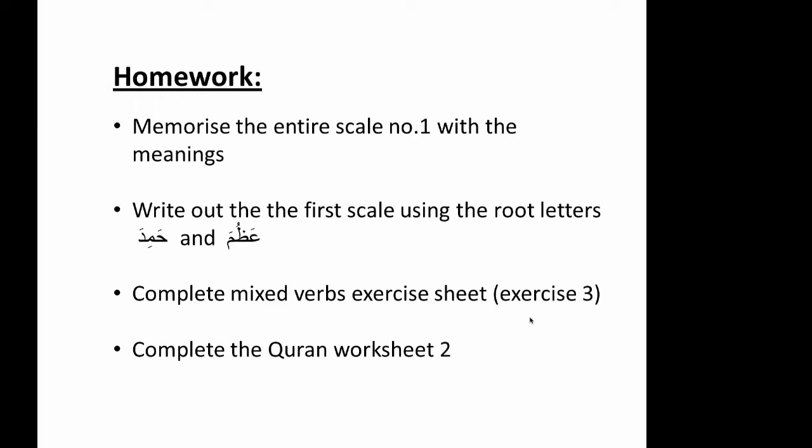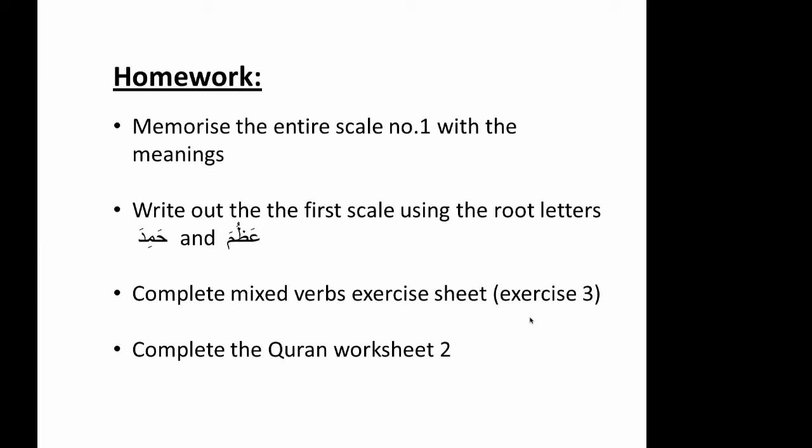Hamida means what? سَمِعَ اللَّهُ لِمَنْ حَمِدَهُ. Hamida means to praise. And the next one is عَظُمَ. عَظُمَ means to be great, or majestic. So for those, I just want you to write out the scales for practice, to get it drilled into your mind.